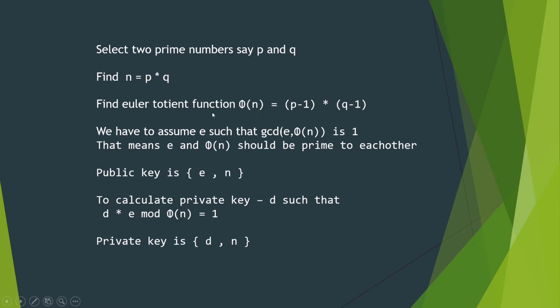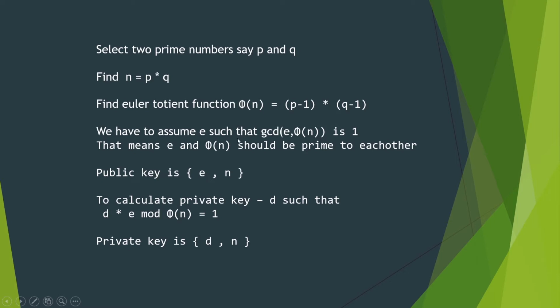Actually this Euler totient function tells that if you want to find the Euler totient function of a number, you need to count only the numbers that are not divisible by that number. For a prime number, the Euler totient function is defined by p minus 1. We want to find it for this n, that's why the Euler totient function is (p minus 1) into (q minus 1).